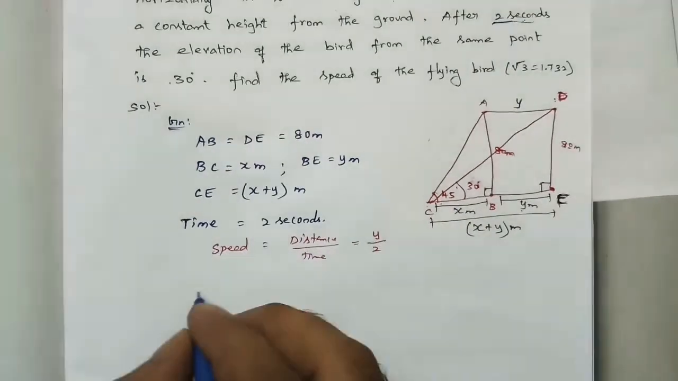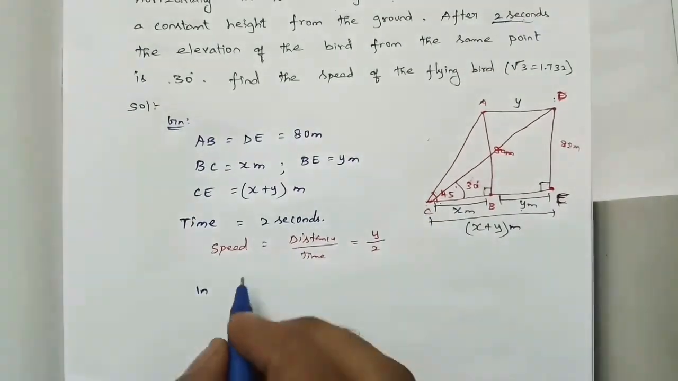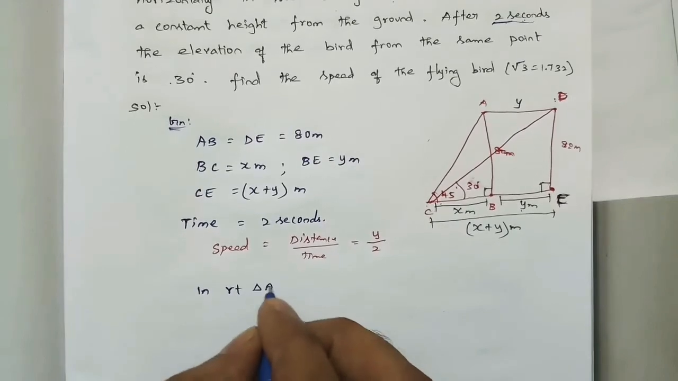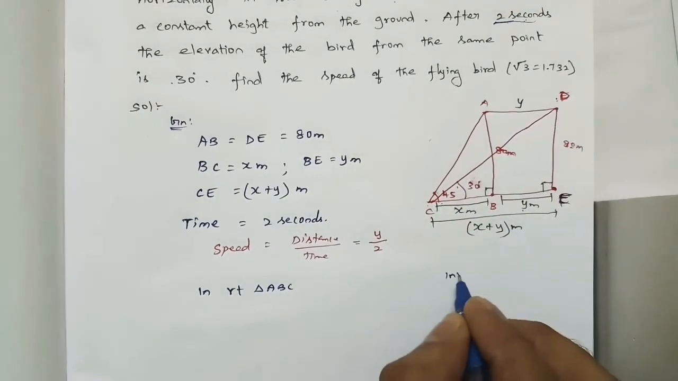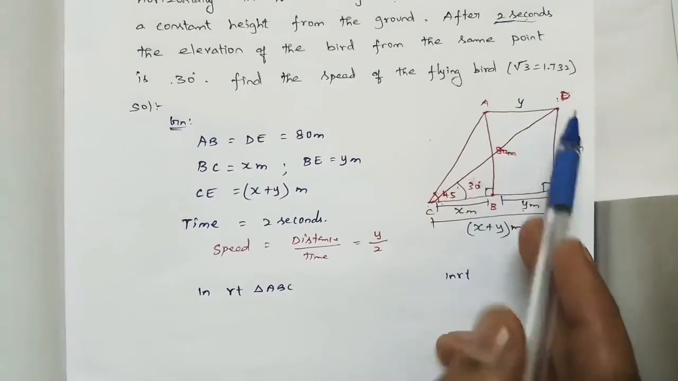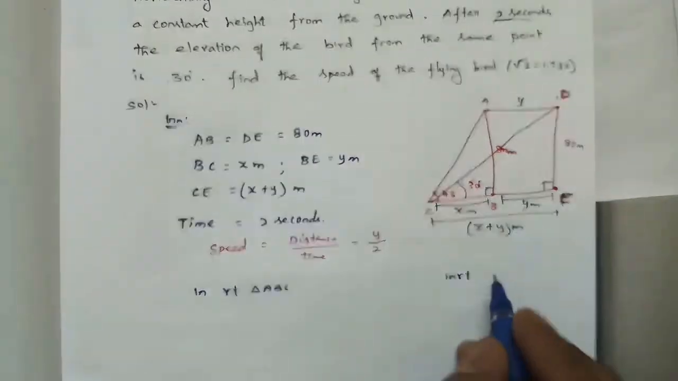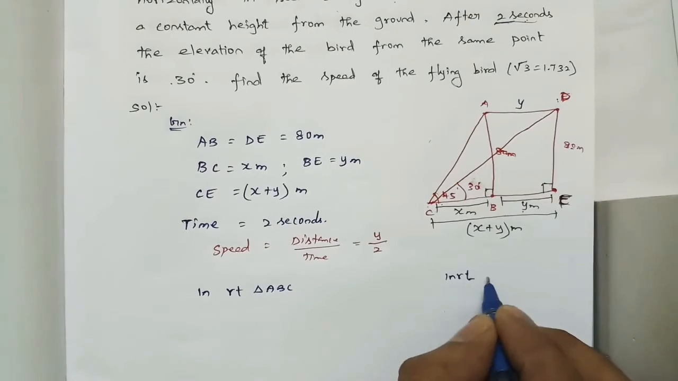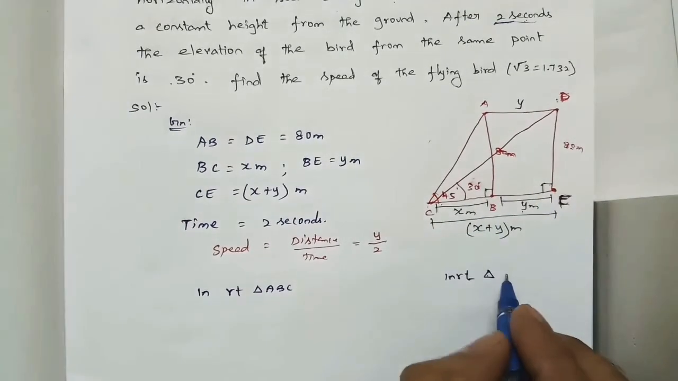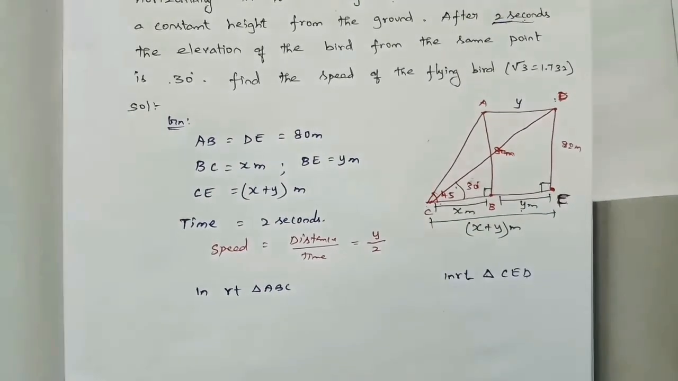We have two right angle triangles: the right triangle ABC, and next the right triangle CED.